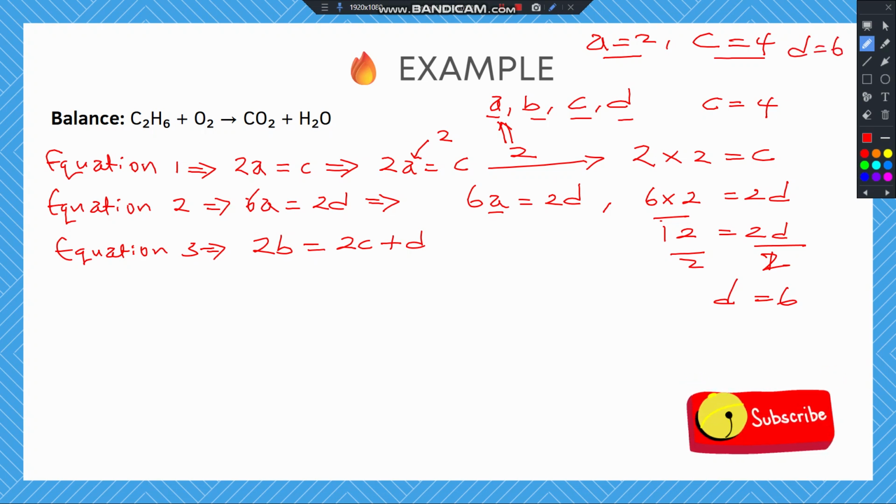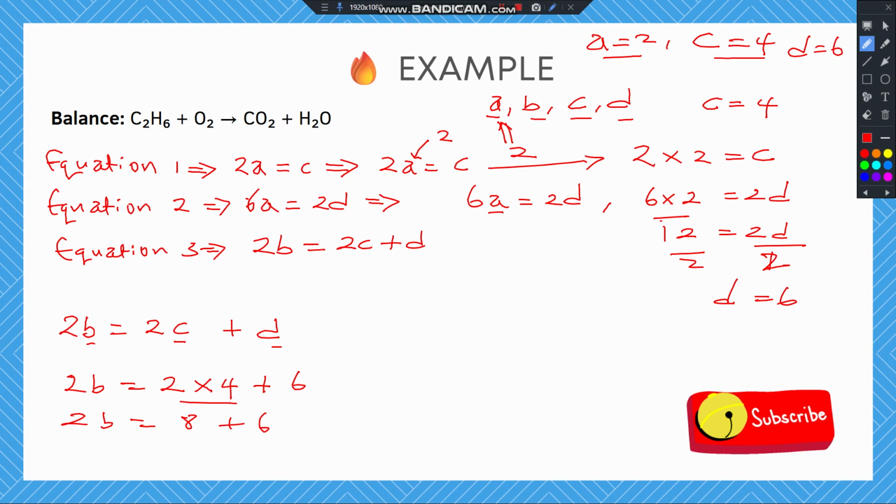Let's go ahead and find the last one, which is the letter B. So we have 2B is equal to 2C plus D. We know the value of C and we know the value of D. So let's find what B is. 2B will now be equal to 2 multiplied by C, C is 4, plus D, which is 6. So we have 2B is equal to 2 multiplied by 4 gives us 8, plus 6. So 8 plus 6 is equal to 14. So 2B is equal to 14, and then B will now be equal to 14 divided by 2, which is 7. So we have all our variables now.